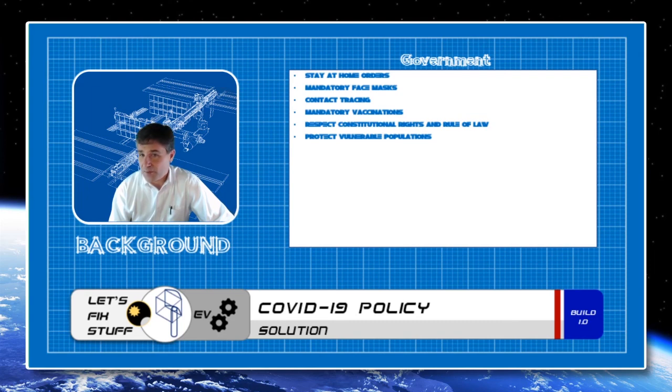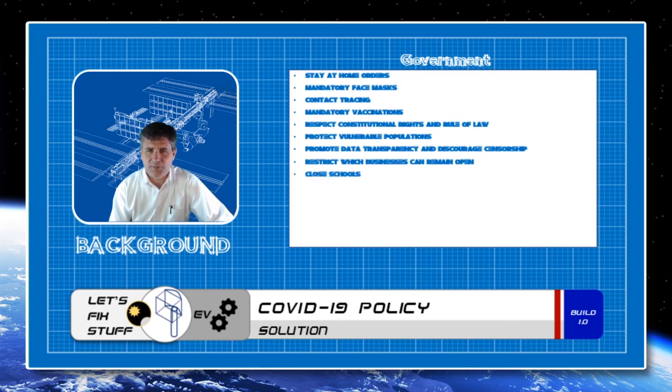Also, maybe one of the government policies we should pursue is that of protecting vulnerable populations. Maybe we should promote data transparency and discourage censorship. That would be very important. How about restricting which businesses can remain open? Well, that's one policy you can go off and pursue. Is that something we should be pursuing? Well, it's listed in the options.